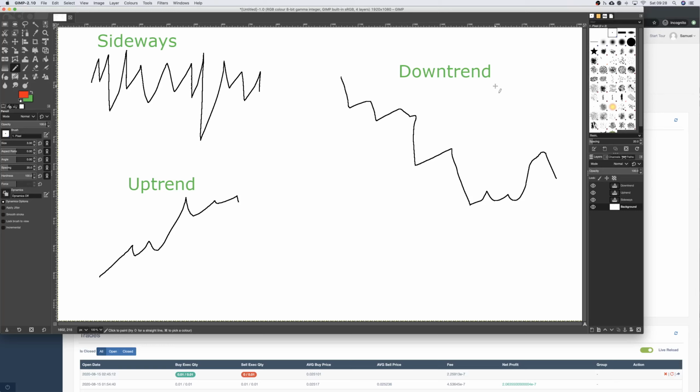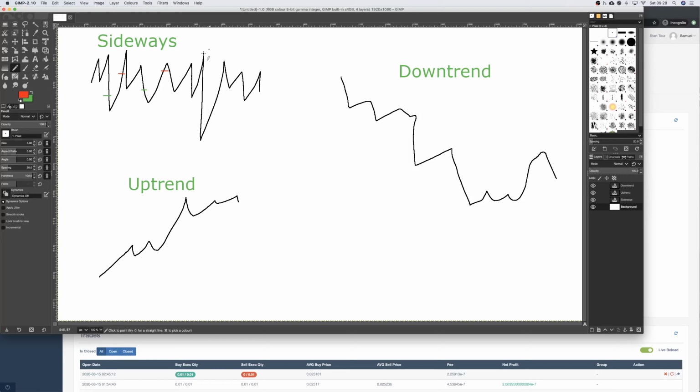So you have three market trends, not cycles, but you see what I mean: sideways, downtrend, or uptrend. When we are in a sideways market, what we are trying to do is buy at the bottom of this range and sell, not at the top really, but for a little profit. So the system will continuously do this.